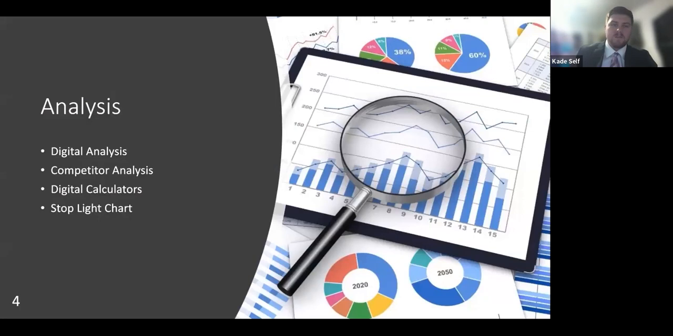Now for the analysis, we did a digital analysis and looked at the media and the website. For the competitor analysis, I researched different companies that are also working against them, and we used that information to base some of our decisions on. The digital calculators that we used were sites where you could type in the website and it gives you all kinds of different feedback and stats. And then the stoplight chart is what we have coming up next.